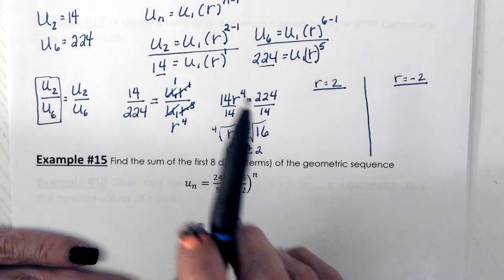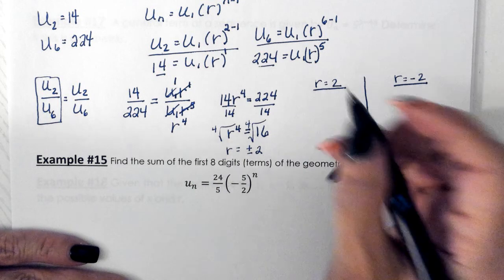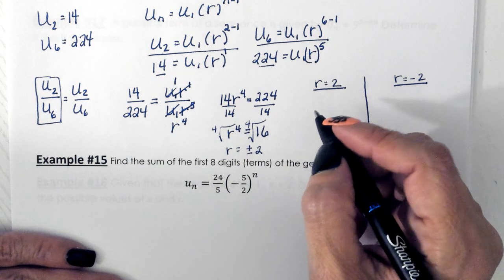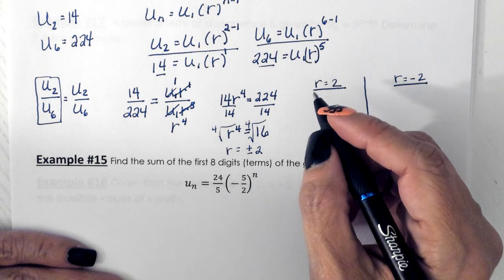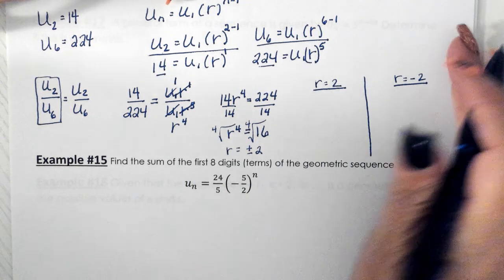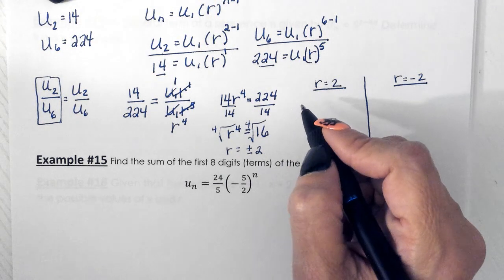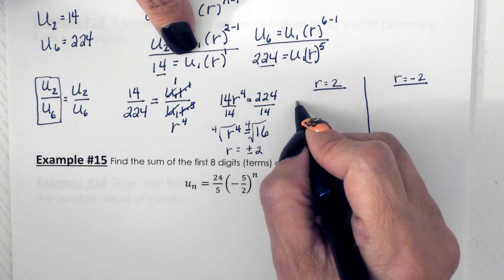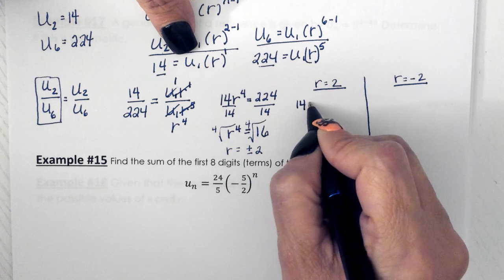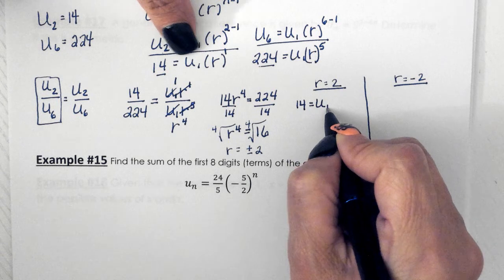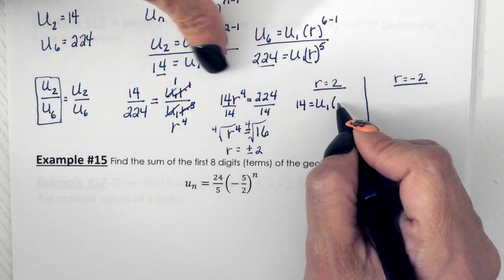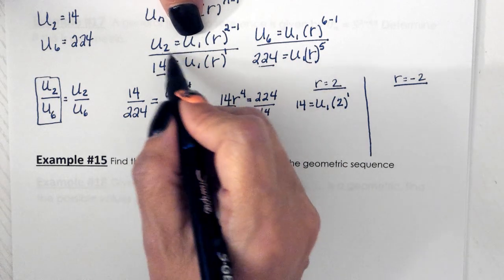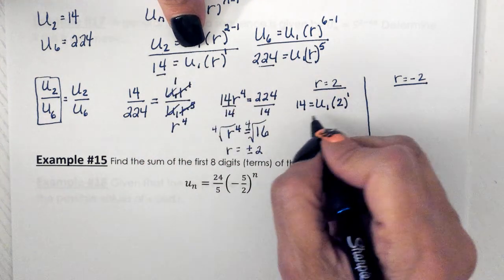So it wanted me to find R. Okay, here's R, and the first term. So I need to find U sub 1. I was looking at some of the things I did. Let's use U2. So this would be 14 equals U1 times, and this was if R is 2, to the first power. I'm going back up here to this U2 one where I already plugged it in.